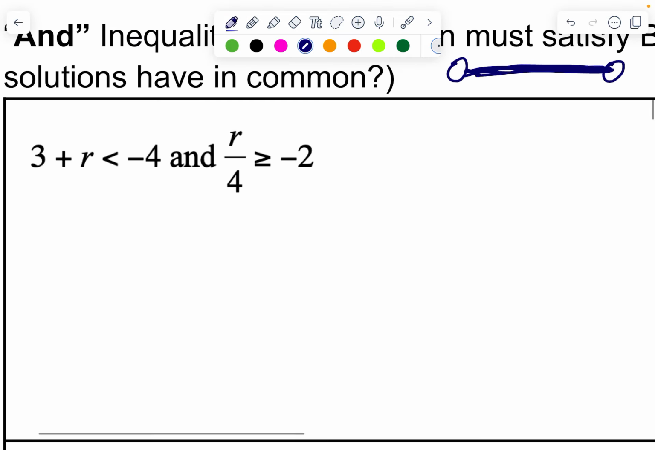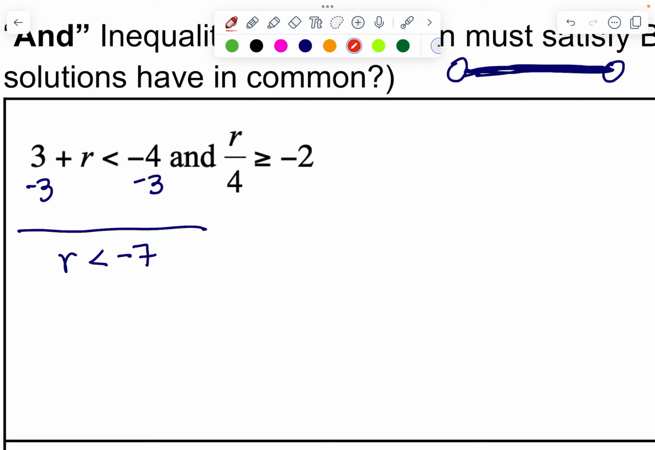So let's look at this one. We'll solve them separately. Take away 3, take away 3. We have r less than -7. And then looking at our second inequality, I'm just going to rewrite it down here so I have a little bit more room. Opposite of dividing by 4 is multiplying, so we'll multiply both sides by 4. And we get r greater than or equal to -8.